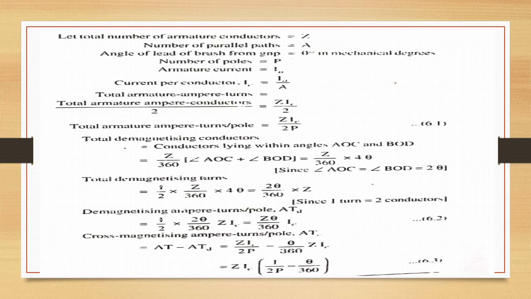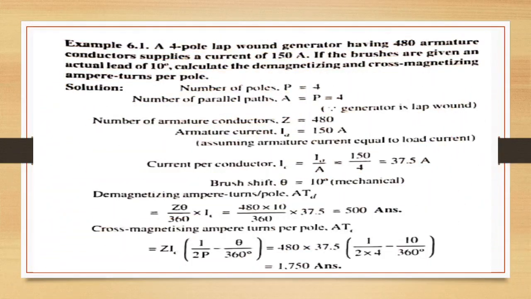Total demagnetizing conductors are the conductors lying within angles AOC and BOD, and total demagnetizing turns is 2 theta by 360 into Z, and demagnetizing ampere turns per pole, that is ATD, is Z theta by 360 into IE. Cross magnetizing ampere turns per pole is AT minus ATD, that is ZIE into 1 by 2P minus theta by 360 degrees. So you may get numericals based on this topic in the final exam.